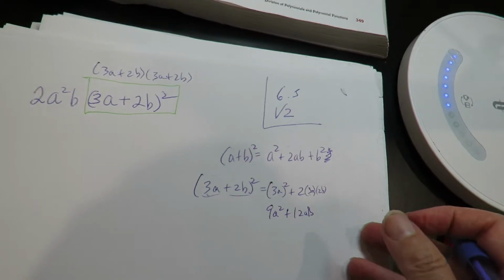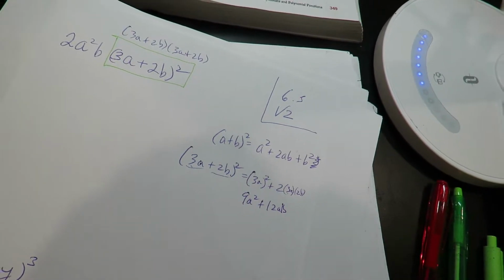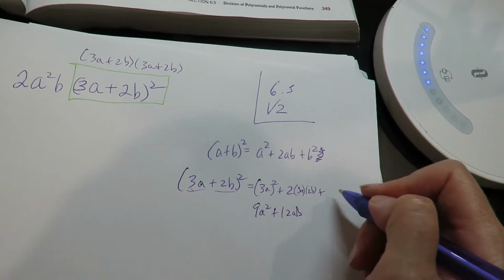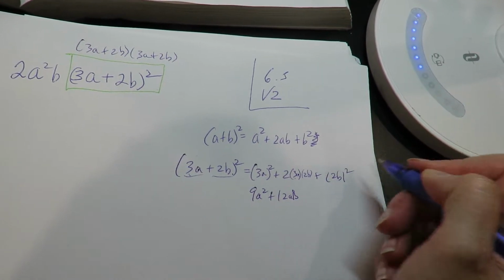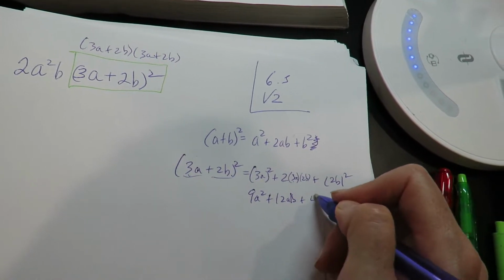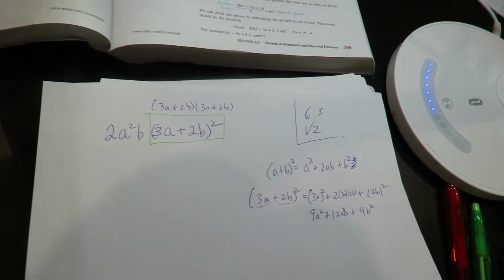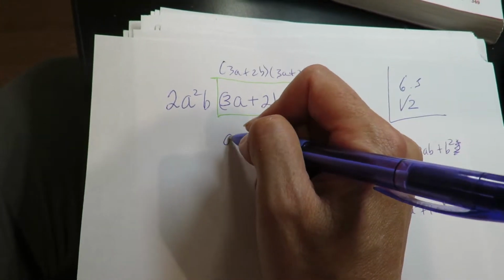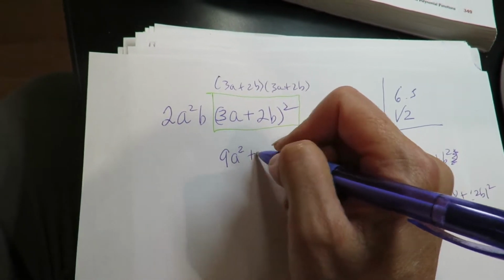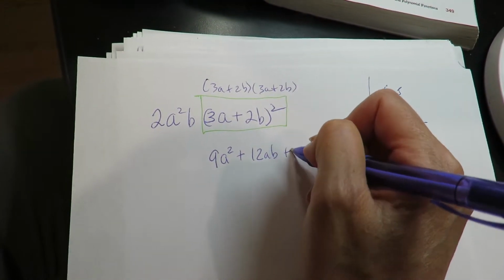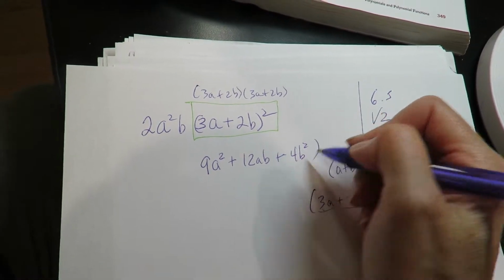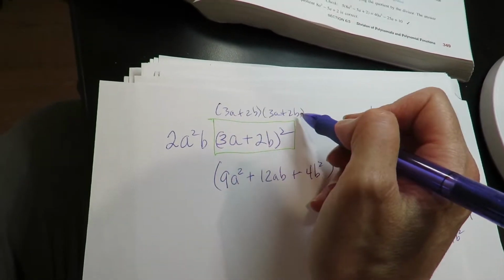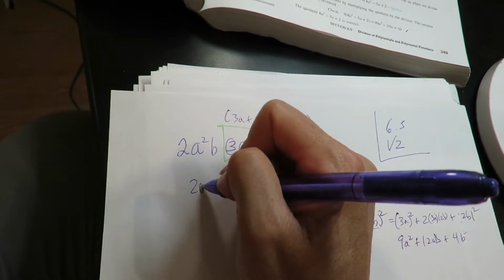And then the last one squared. I'm going to have to squeeze that on another piece of paper. Plus the last one squared, so 2b quantity squared is going to be plus 4b squared. So it's 9a squared plus 12ab plus 4b squared. And again, you'd get it by doing the FOIL on that.